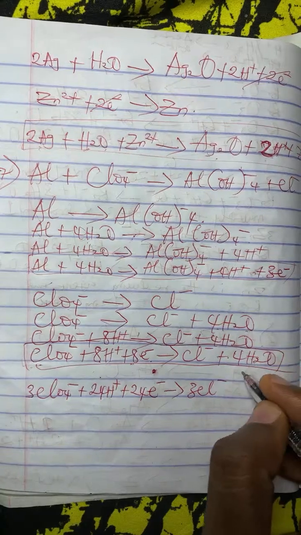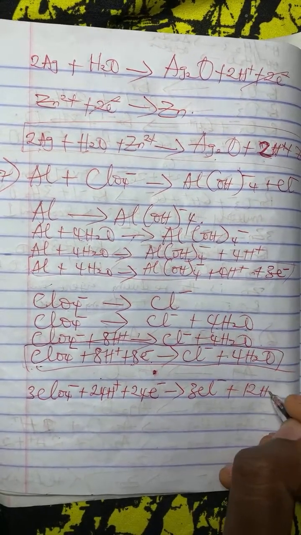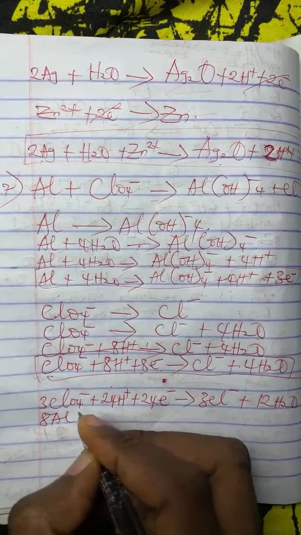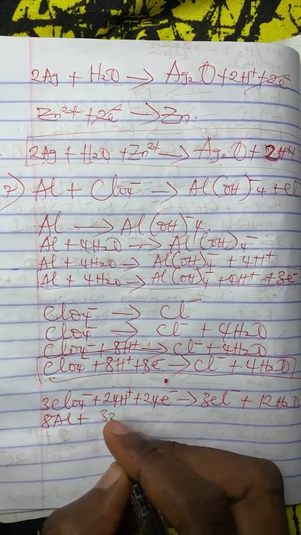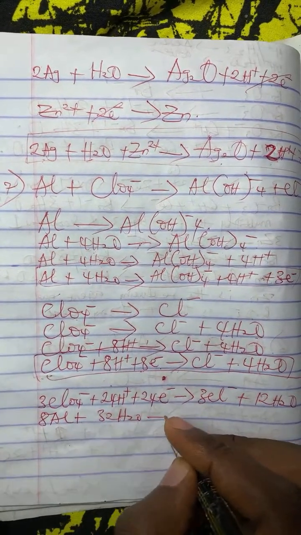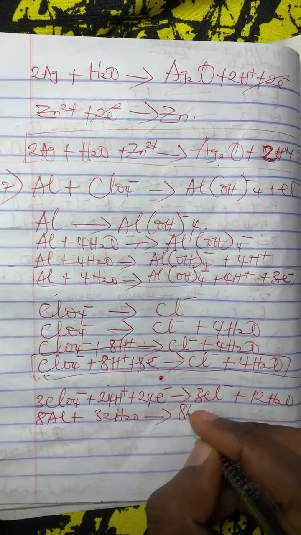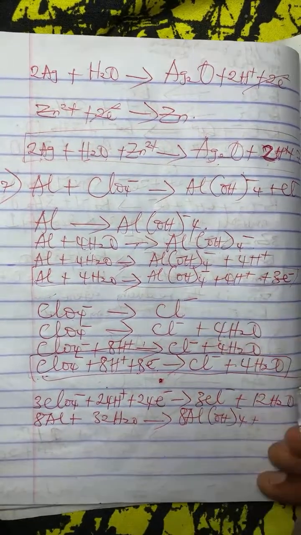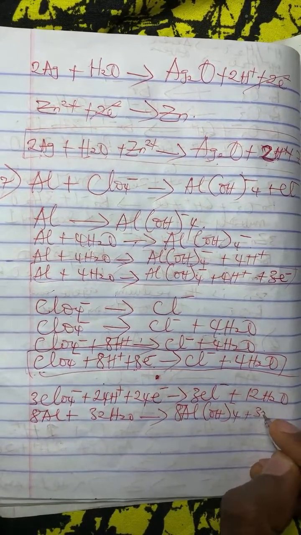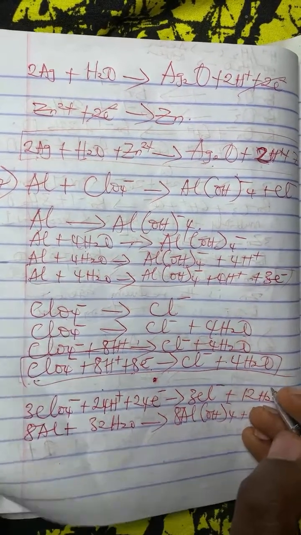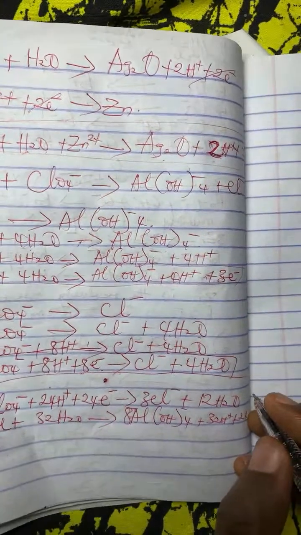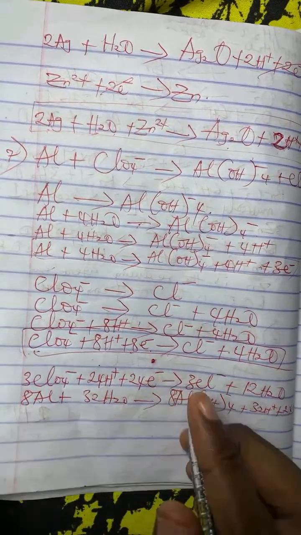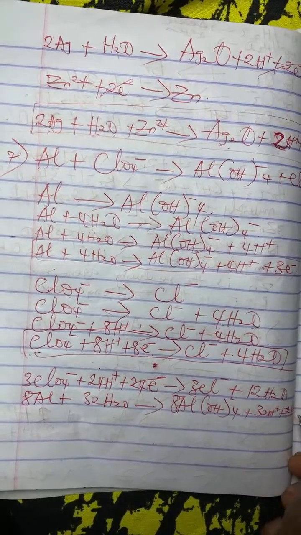Are we there now? 3 times 4H2O gives 12H2O. Right? I think we are done here. Then I'll use 8 to multiply the other one. I'll say 8Al plus 8 times 4, 32H2O. Are we there now? To give us 8 times this, 8Al(OH) minus 4, plus 8 times 4, 32 hydrogen ions, plus 8 times 3, 24 electrons. I hope you are following. 24 what? Electrons. Now we have 24 electrons here and 24 electrons there.